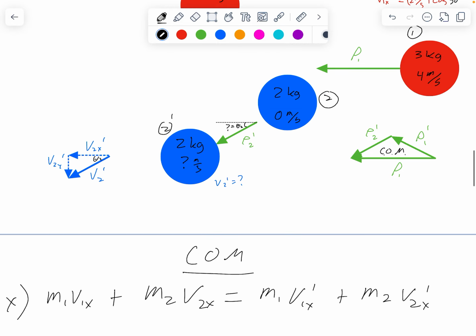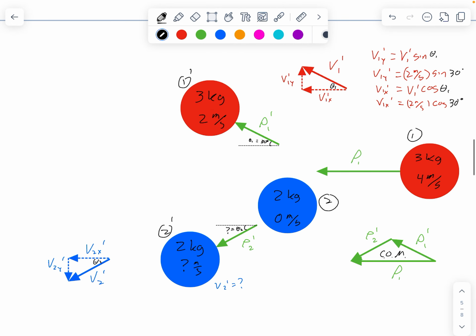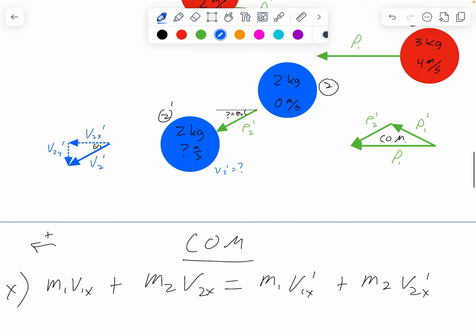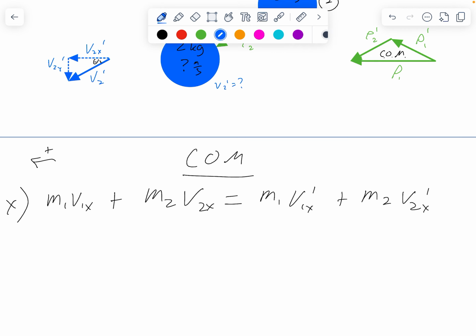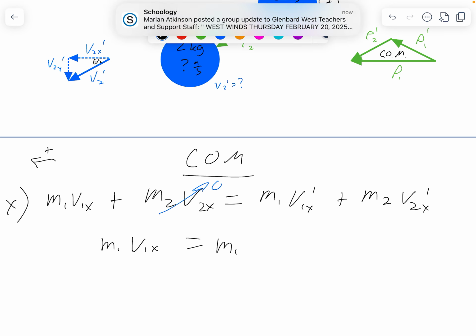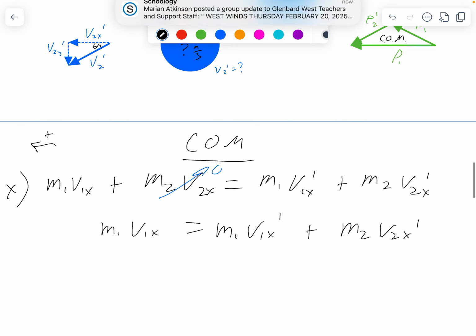All right, so what else do we have here? The red ball is only moving initially to the left. Since everything here is to the left, and then up and down, there's no rightward stuff, so I'm going to make my positive direction to the right. And also, the blue ball is initially at rest, so if there's no velocity, there's no momentum either. So this simplifies down a bit. M1 V1x is equal to M1 V1x prime plus M2 V2x prime, okay?